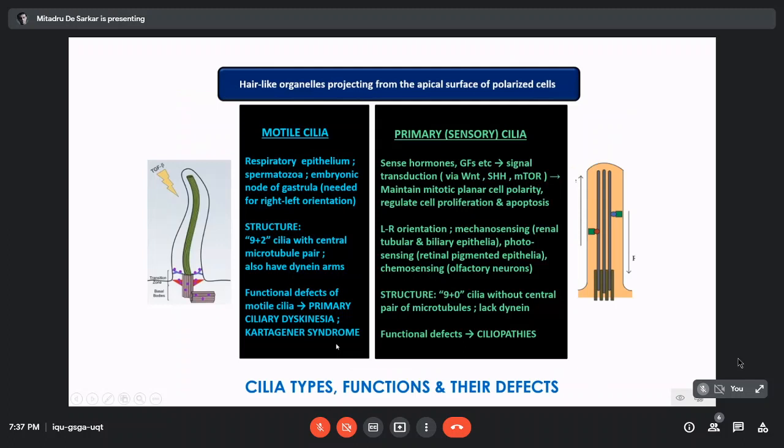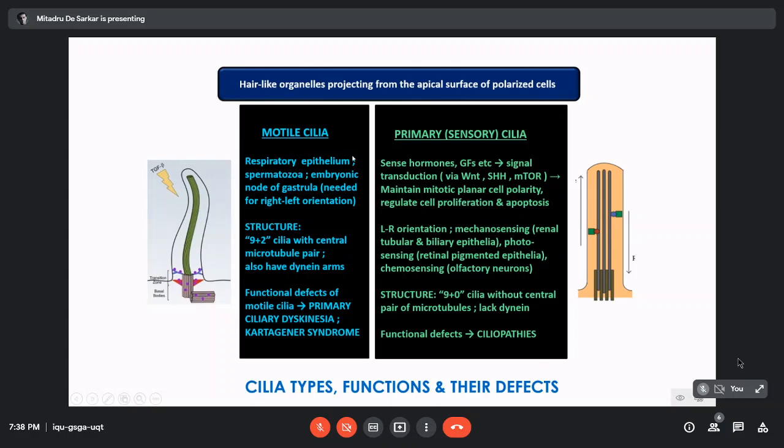But first let's talk about this primary cilia, because whenever we speak of cilia, the first image that it conjures up is that of a motile cilia, which is usually present in the respiratory epithelium, spermatozoa, etc. These usually have a 9+2 structure with a central pair of microtubules, and they also have dynein arms. These are usually associated with entities like primary ciliary dyskinesia, Kartagener syndrome, etc., as we have already read. The primary sensory cilia, however, do not have the function of motility.